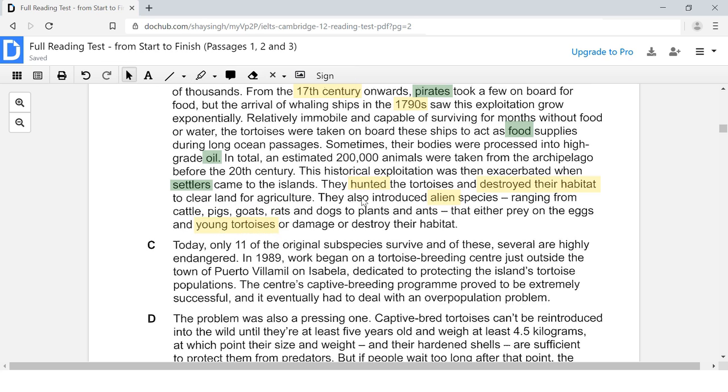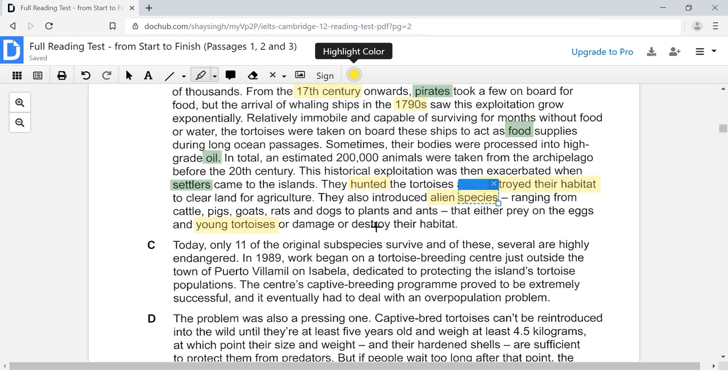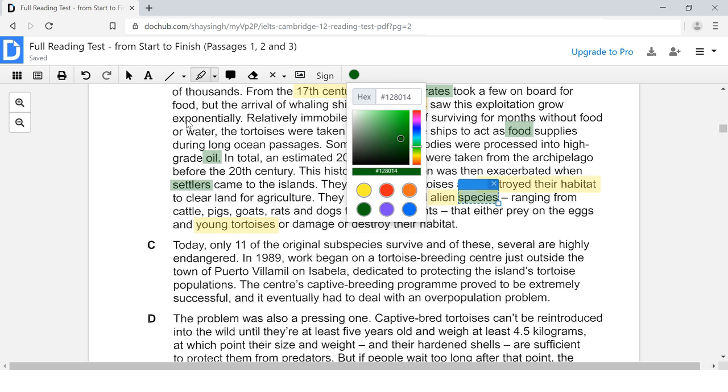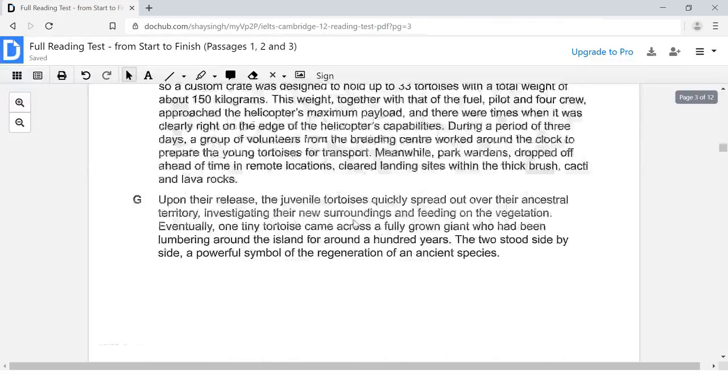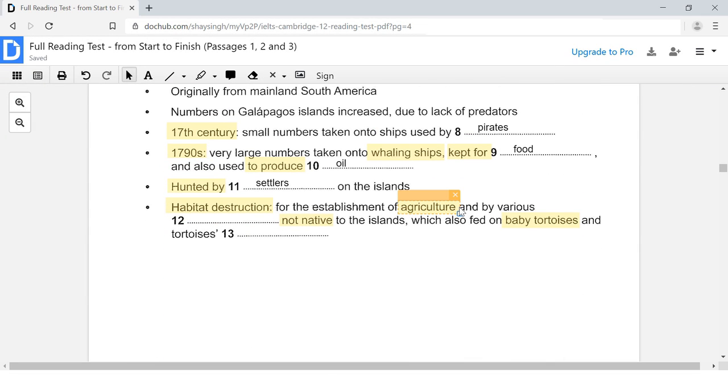Okay, so what did they introduce? They introduced alien species, species that do not belong. So species is going to be the correct answer here. I'm going to put that in green. So here it says, for the establishment of agriculture and by various species not native to the islands.